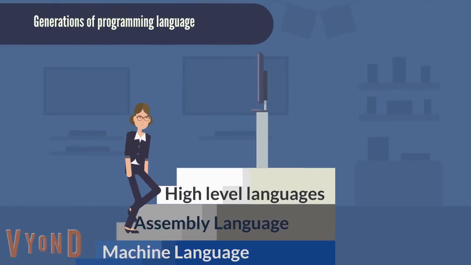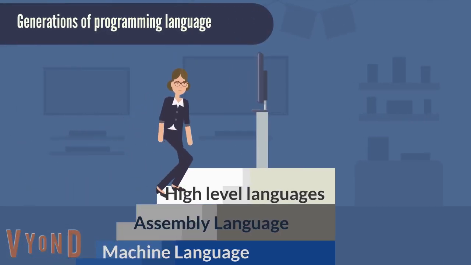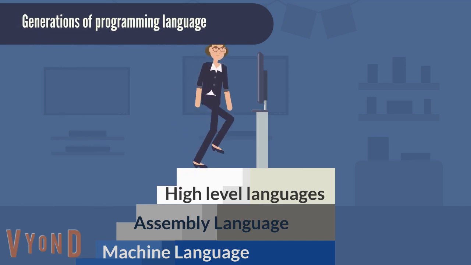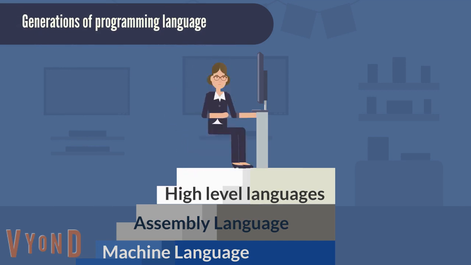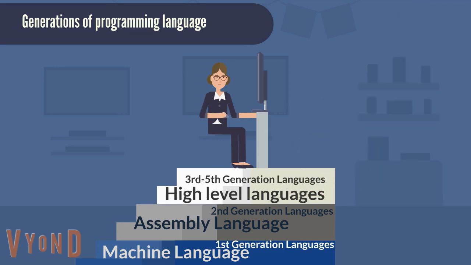Programming languages developed in a phased manner. Each phase has made programming more friendly, easier to understand, and more robust. Computer scientists classified programming languages into five generations. The terms first generation and second generation are used for machine language and assembly programming language. The next three generations are used to classify the high-level programming languages.